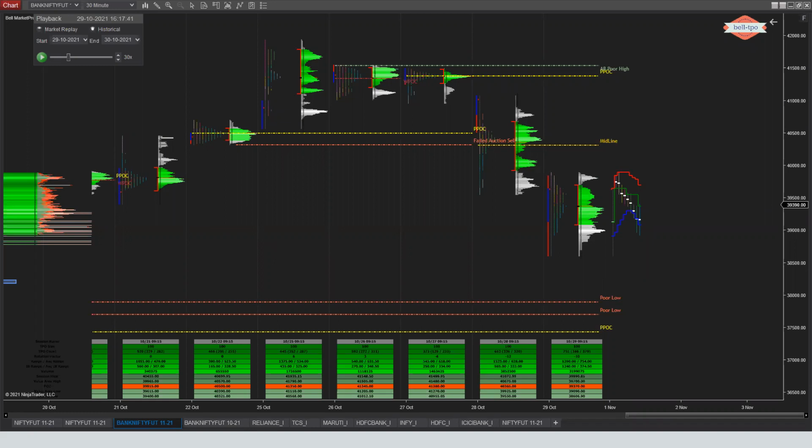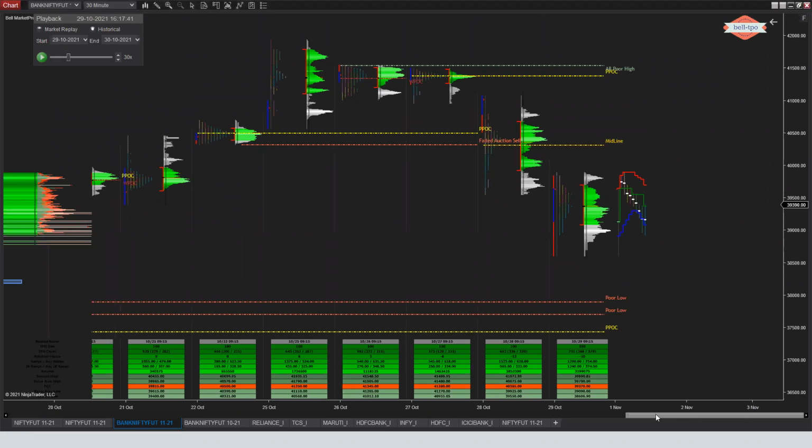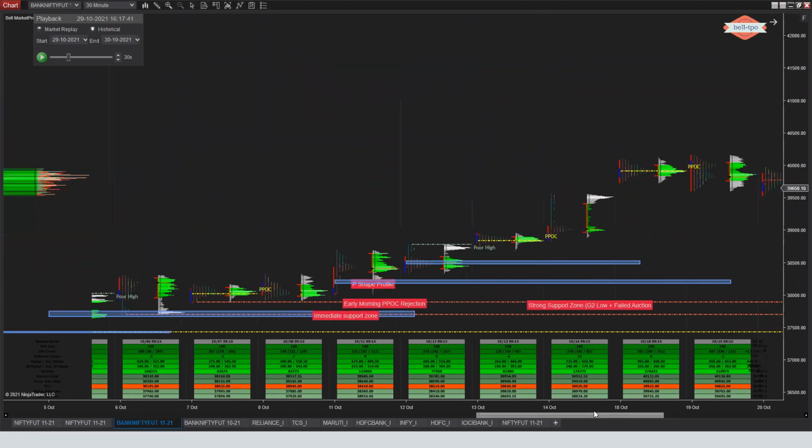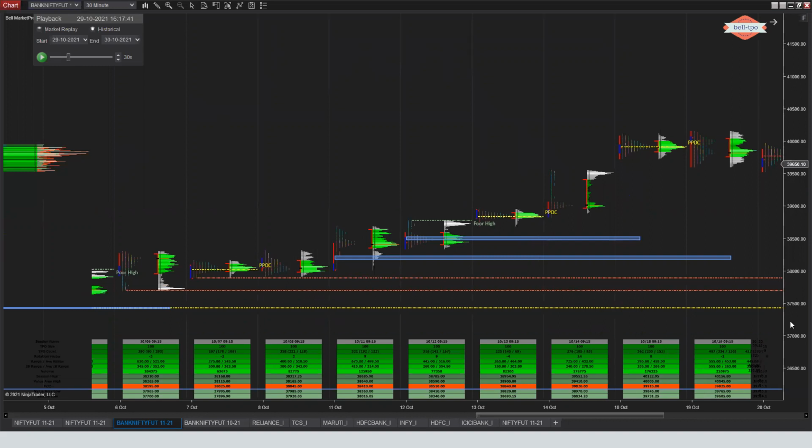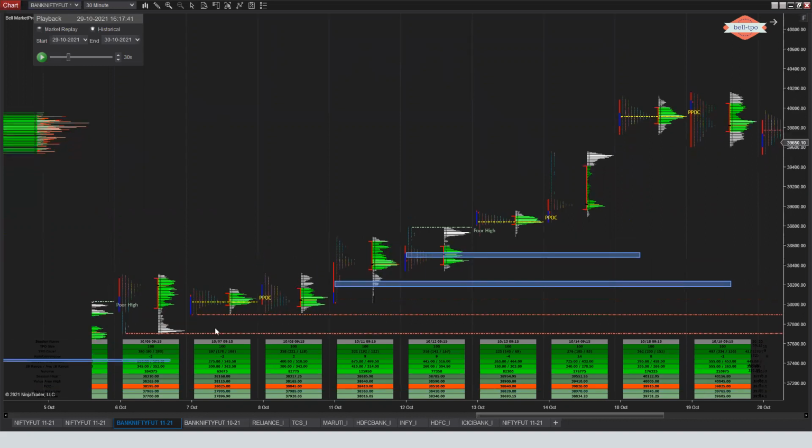What about the prominent point of control and poor lows on the downside? I think that is a very old reference. It is a very, very old one, so it is not like it's a new series. I would prefer not to take any references from those levels, because it is the November series. So I don't take any clues from those.